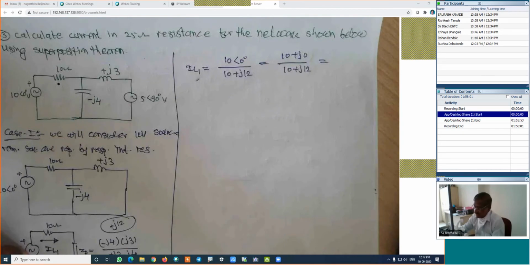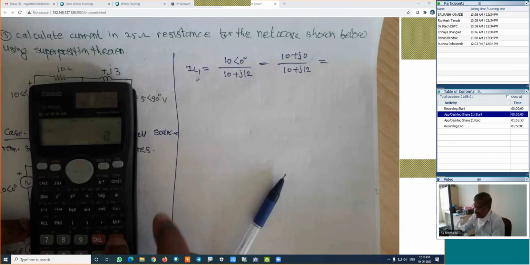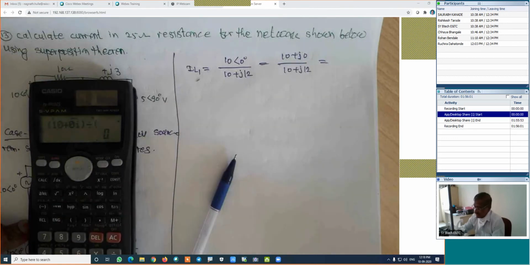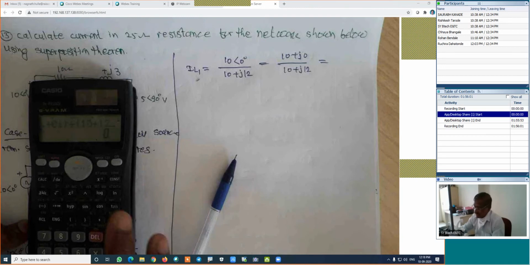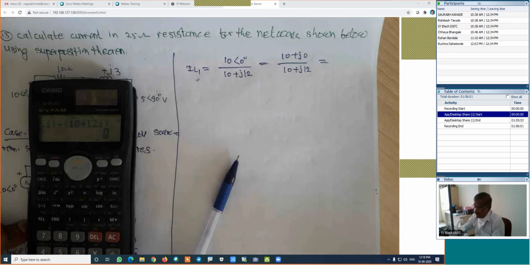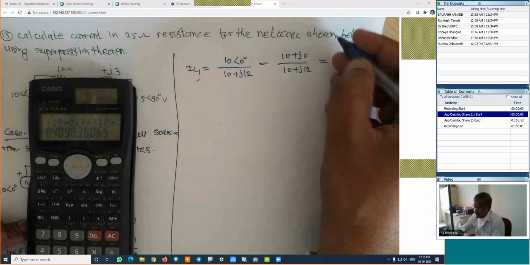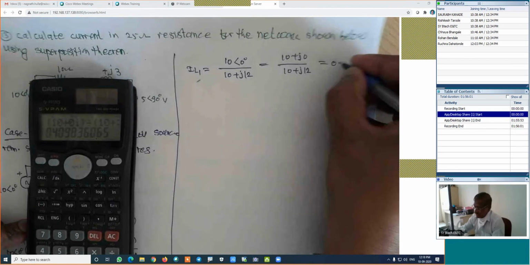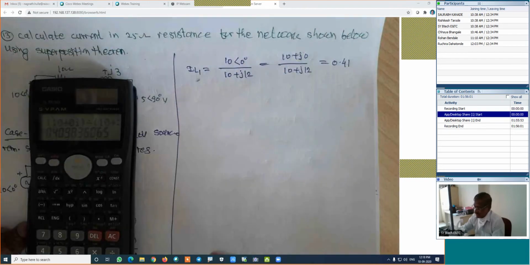In this case, if we are calculating its value, look at how the value comes. I will use the start bracket, 10 plus 0i, though there is no need to include it, divided by 10 plus j12. This is 10 plus 12i, close the bracket, equals. This is the real part. How much is the real part? 0.41 is the real part.